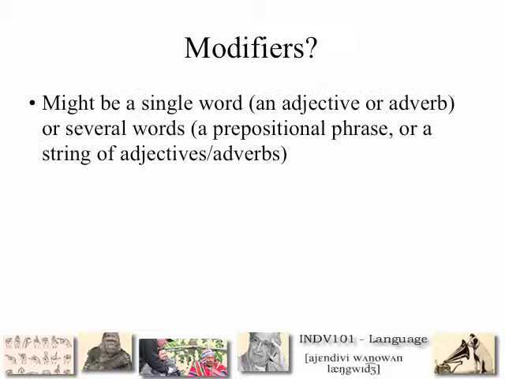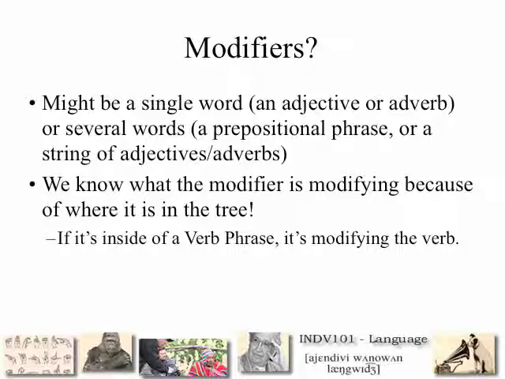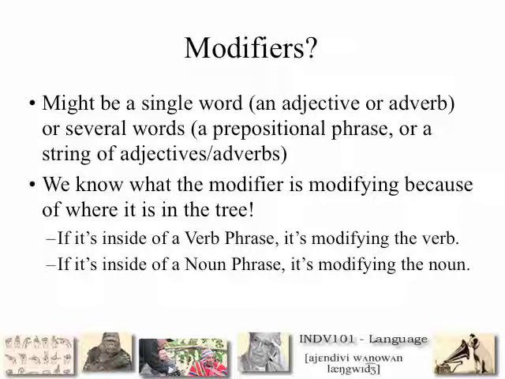So what can be a modifier? A modifier can be a single word, an adjective or an adverb, or it can be a whole phrase, like the prepositional phrase we saw, or even a string of adjectives and adverbs. And we can tell what it's modifying because of where it is in the tree. So if it's inside of a verb phrase, it must be modifying the verb. And if it's inside of a noun phrase, it must be modifying the noun.